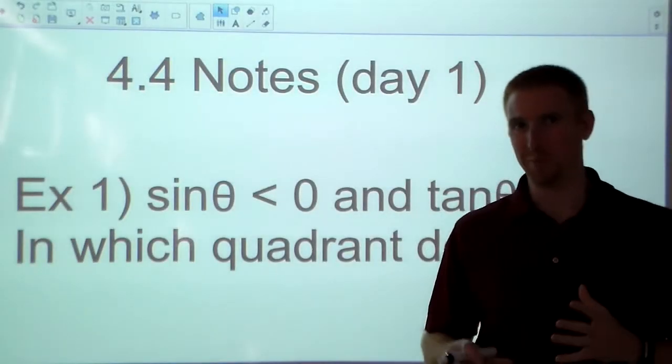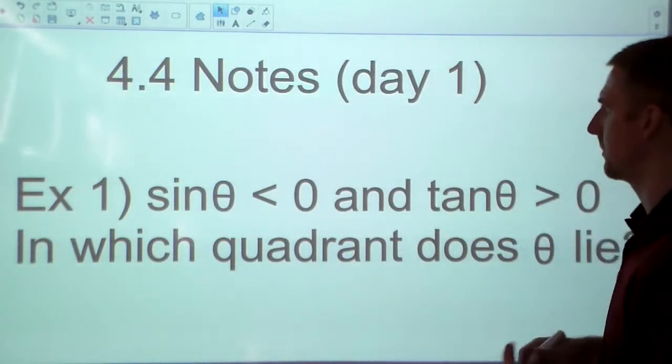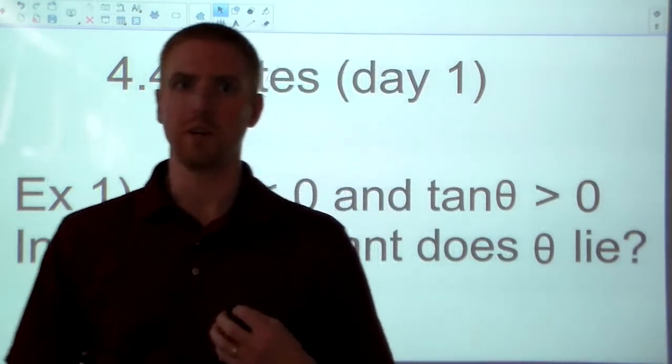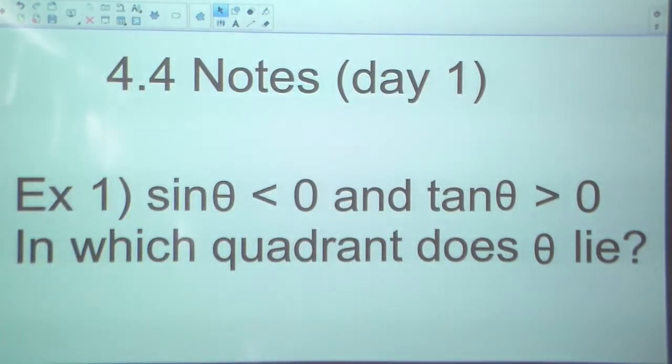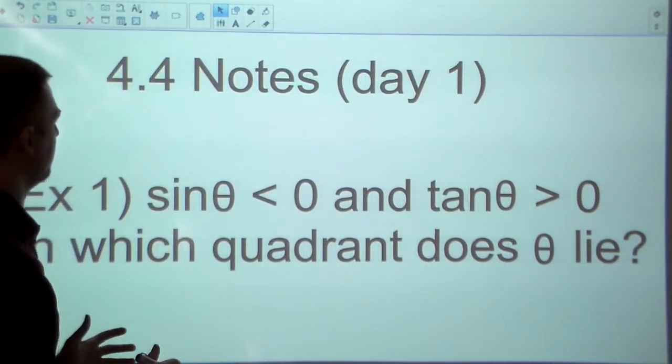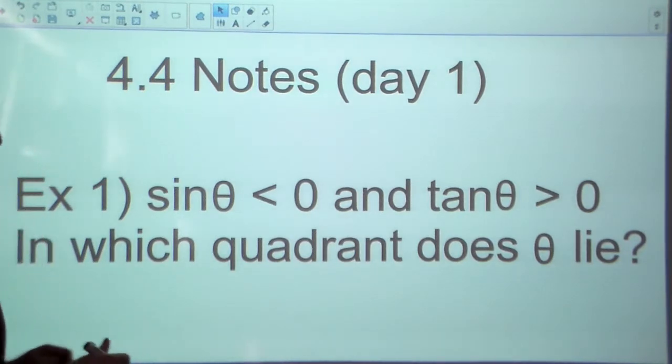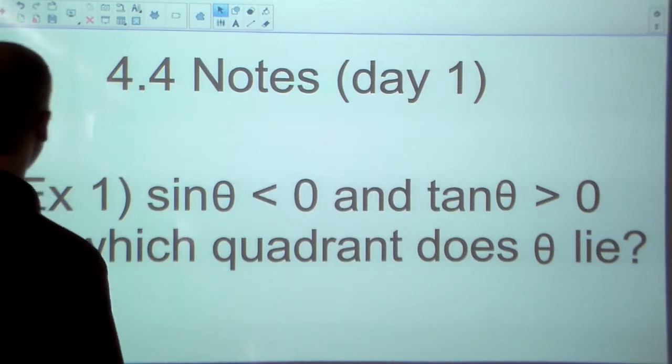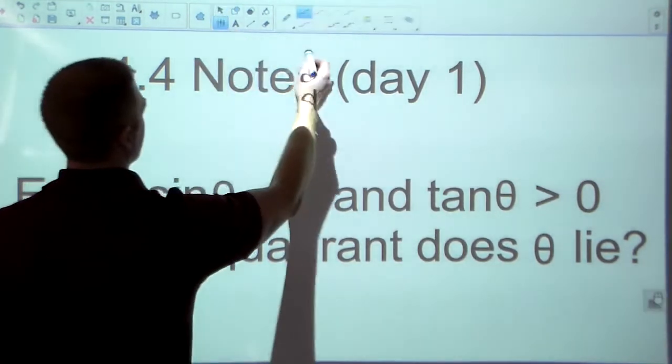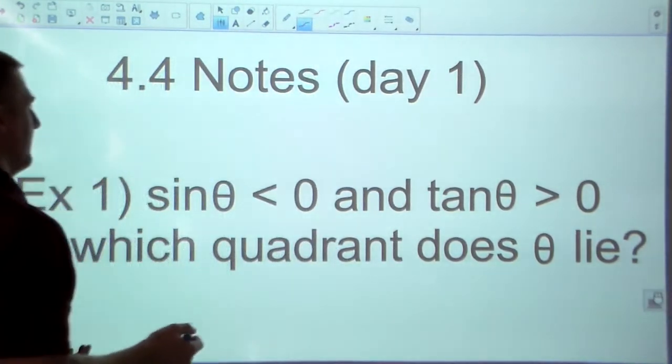4-4, we're going to see a lot of repeats of things we've already done, which is fine. We're just grabbing what we've already done, taking it a little bit further each day here. So the first one says sine is less than 0 and tangent is greater than 0. Which quadrant does this angle lie? We've already done something pretty similar to this. It's worded a little different, but it's the same idea.